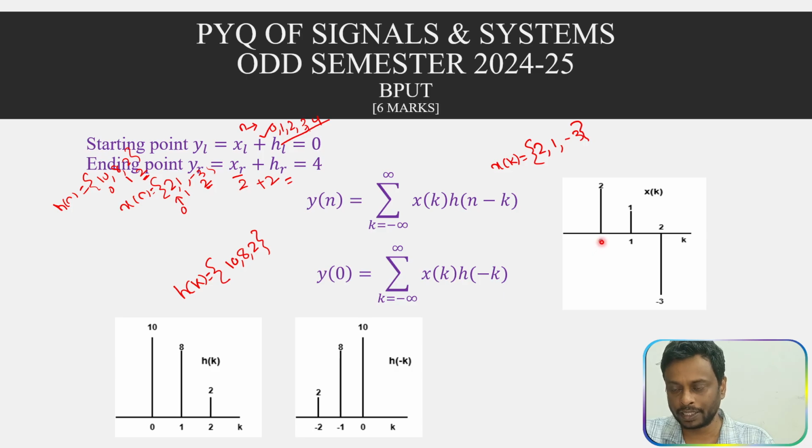So at 0, the x of k value is 2 and the h of minus k value is 10, so it will be 2 into 10, that will be 20. Okay, so y of 0 equal to 2 into 10, it will be 20. So we have found out y of 0. Now n value is 0, 1, 2, 3, 4, so we will find y of 0, y of 1, y of 2, y of 3 and y of 4.